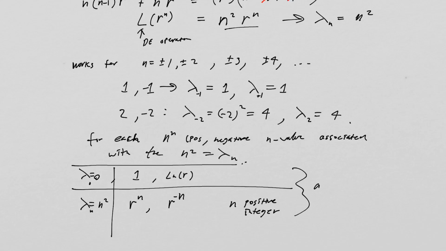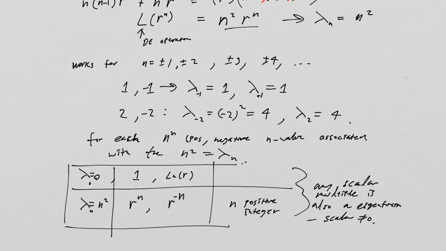And as always, any scalar multiple is also an eigenfunction, with one exception though. Of course, the scalar cannot equal 0. So there's our solutions written in a table like that. I hope this video was, again, not really an insightful video, more of just a statement of fact that we can use in future videos. So thank you very much.